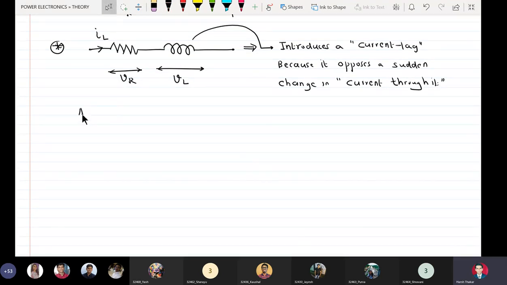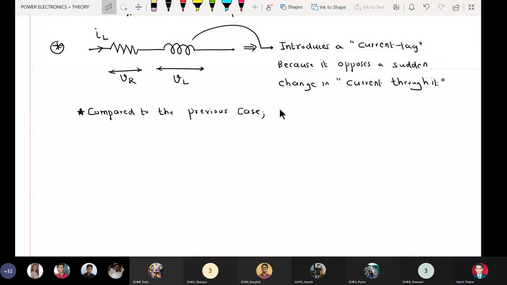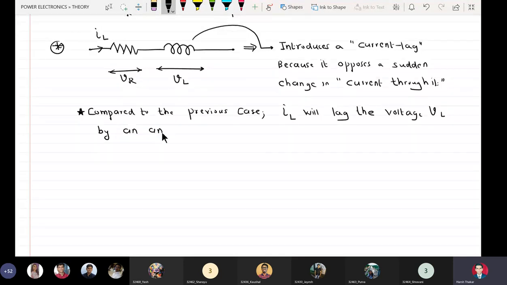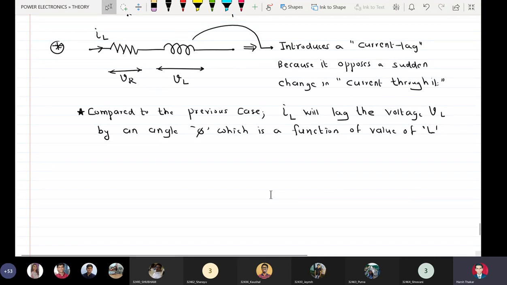That means, compared to the previous case, the current IL will lag the voltage VL by an angle phi, which is a function of the value of L. Okay, it's very clear now.